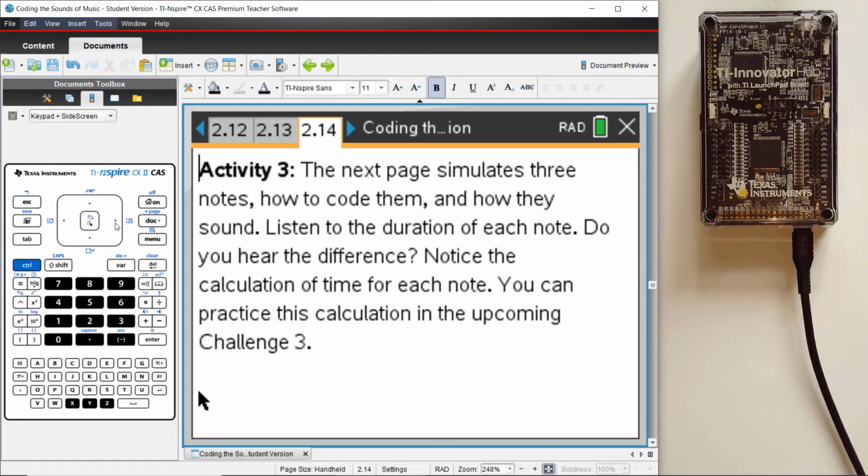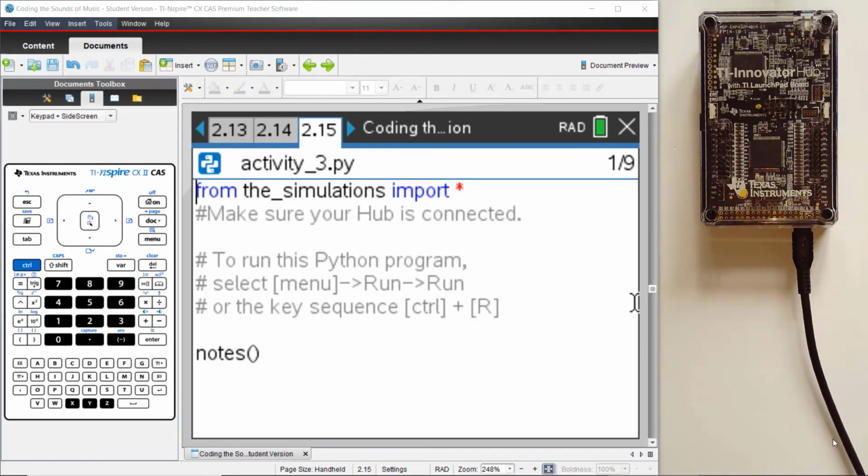So listen carefully and notice how the quarter note is short, the half note is twice as long, and the whole note is 4 times longer than the quarter note, or twice as long as the half note. Pay attention to the calculation at the bottom, and this will help you when we start coding. Let's go to the next page. Control, ClickPad to the right.